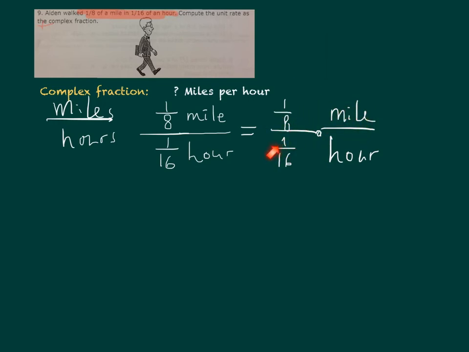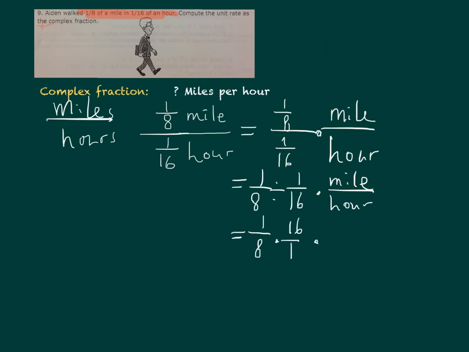Okay, so now let's simplify 1/8 over 1/16 into 1/8 divided by 1/16, and I still keep the units around, so times mile over hour. Okay, and then I just use invert multiplication to simplify this. So it turns into 1/8 times 16 over 1 times mile over hour. 1/8 times 16 over 1 will give you 2. So 2 times mile over hour.